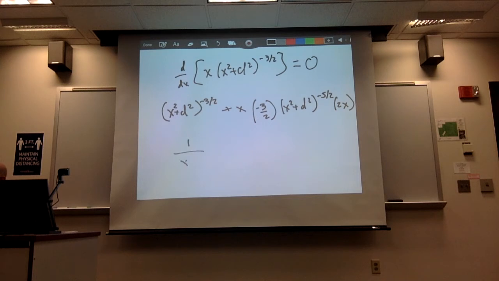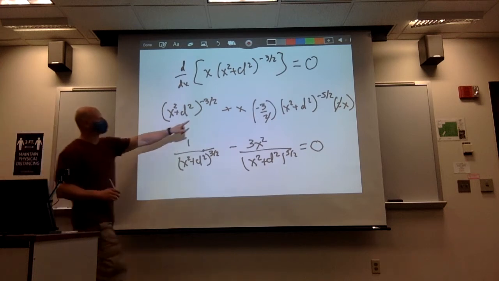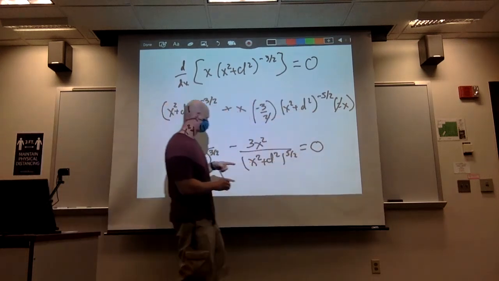So this is 1 over x squared plus d squared to the 3 halves power. This minus sign here, and this 2 cancels this 2, so this is going to be minus 3 times x, all divided by x squared plus d squared raised to the 5 halves power, is equal to 0. Right? Whoops, x squared, because I have this squared here, this x.